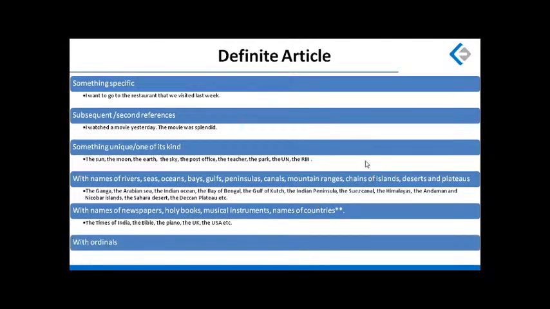With ordinals. What are ordinals? I was the first person to arrive. Just like you use he was the second person, I was the first person, that was the last case. All of these should always take the definite article. Also with superlative adjectives. Whenever you use superlative adjectives, best, worst, highest, lowest, richest, you use the definite article.